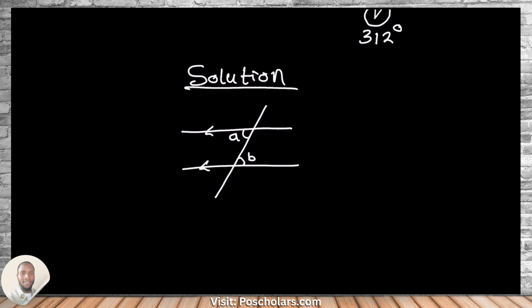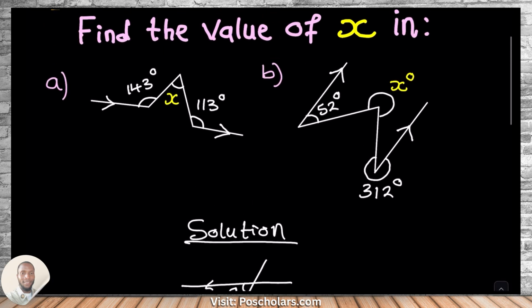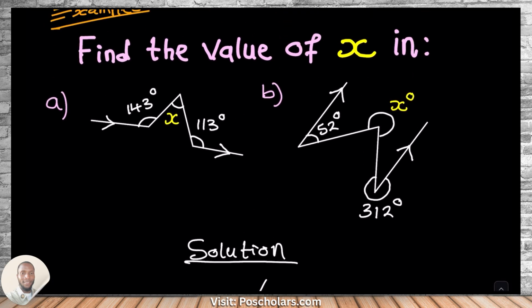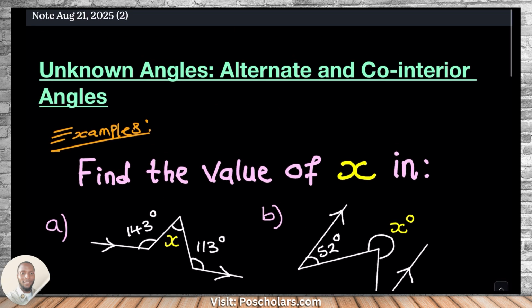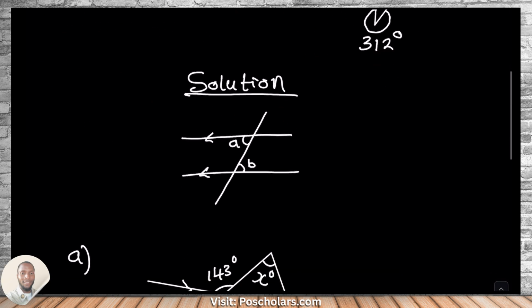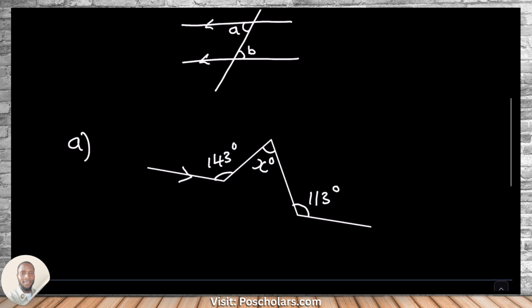It's also called Z angle. You could see the Z right away. So the angle subtended within here is called alternate angle. We are going to use this to solve question 1. Before I solve question 1, which is letter A, let me draw the diagram first. Good. Now, this is the diagram. We are asked to find the value of x.